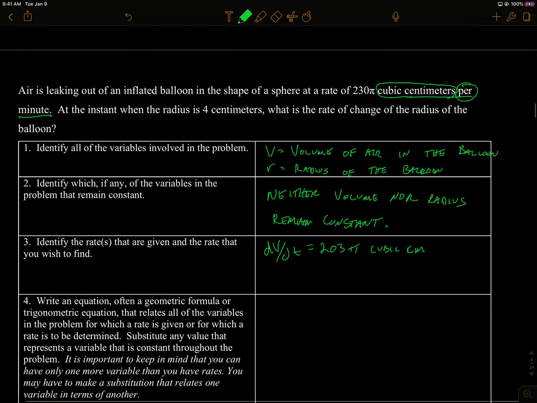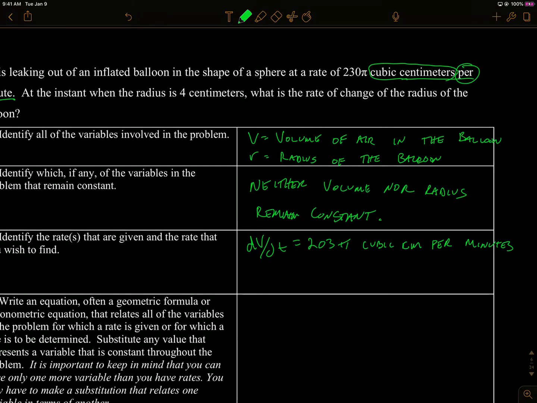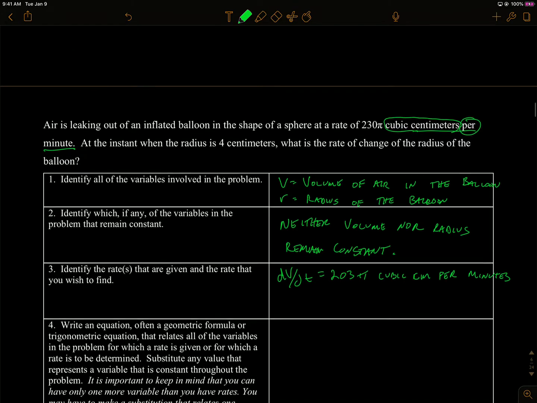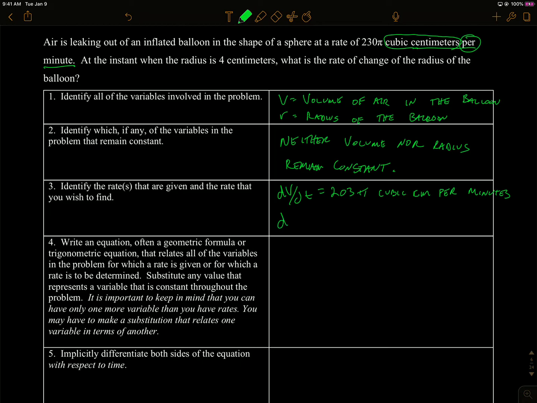If you don't identify your cubic centimeters per minute correctly, or if you don't identify the units at all, you're going to lose points. You need to give me the units, and they have to be the proper units. dr/dt, they don't mention it. They mention the radius is 4 centimeters. How do I know that's not a rate? It's not centimeters per something. It's not a rate. It's just a measurement of length, centimeters. So dr/dt is what we're trying to find.